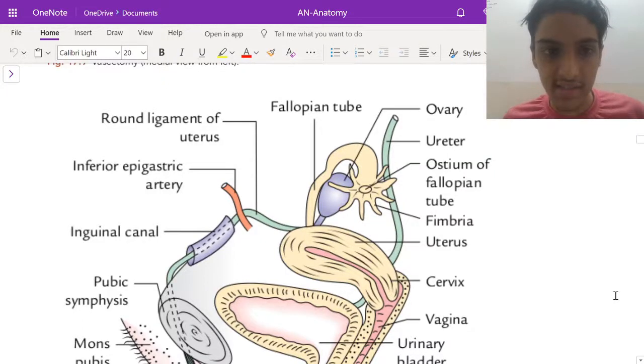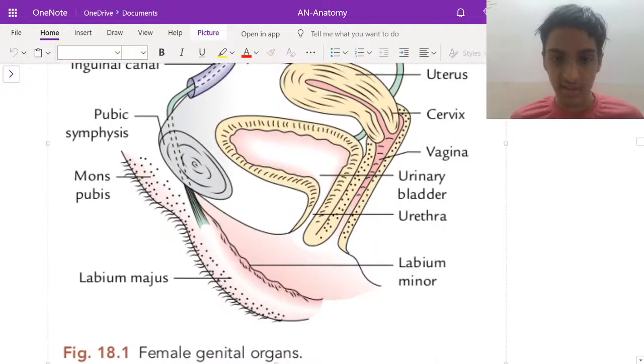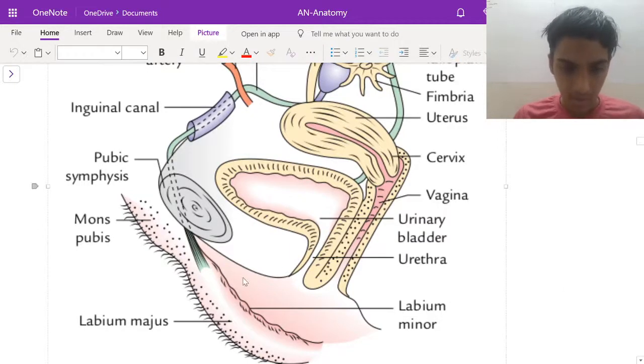Hello friends, in this video we are going to talk about the second part of the pelvic organs, that is the female reproductive system. Before we go into the details, let us see the parts of the female reproductive system. This is the labia majora, this is the labia minora.